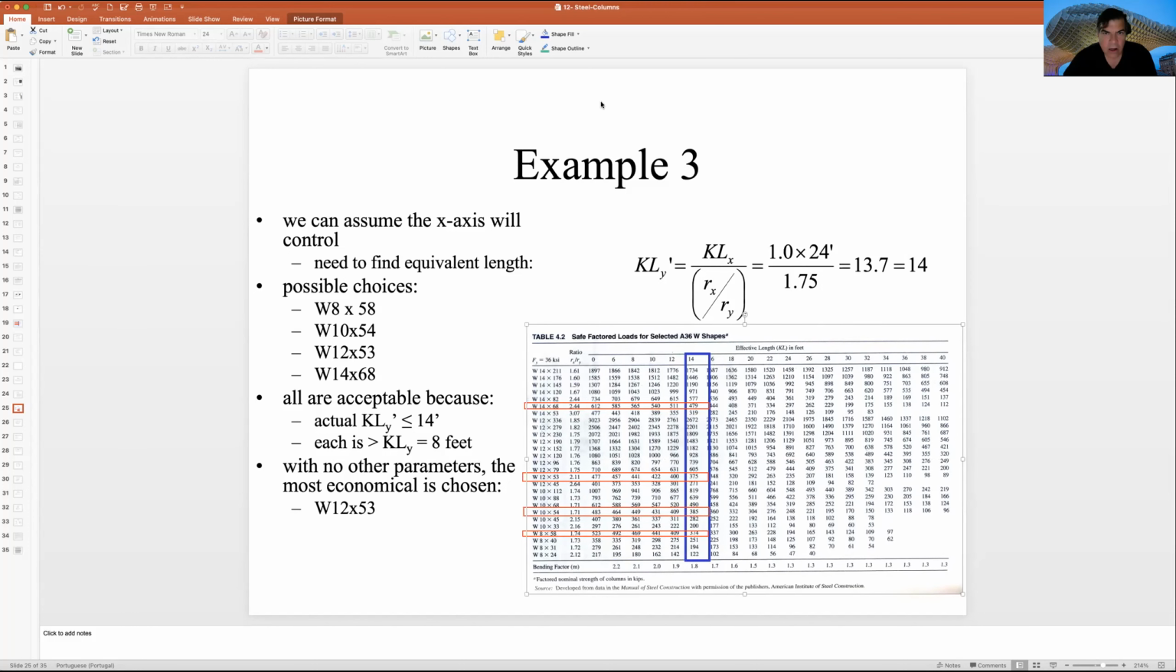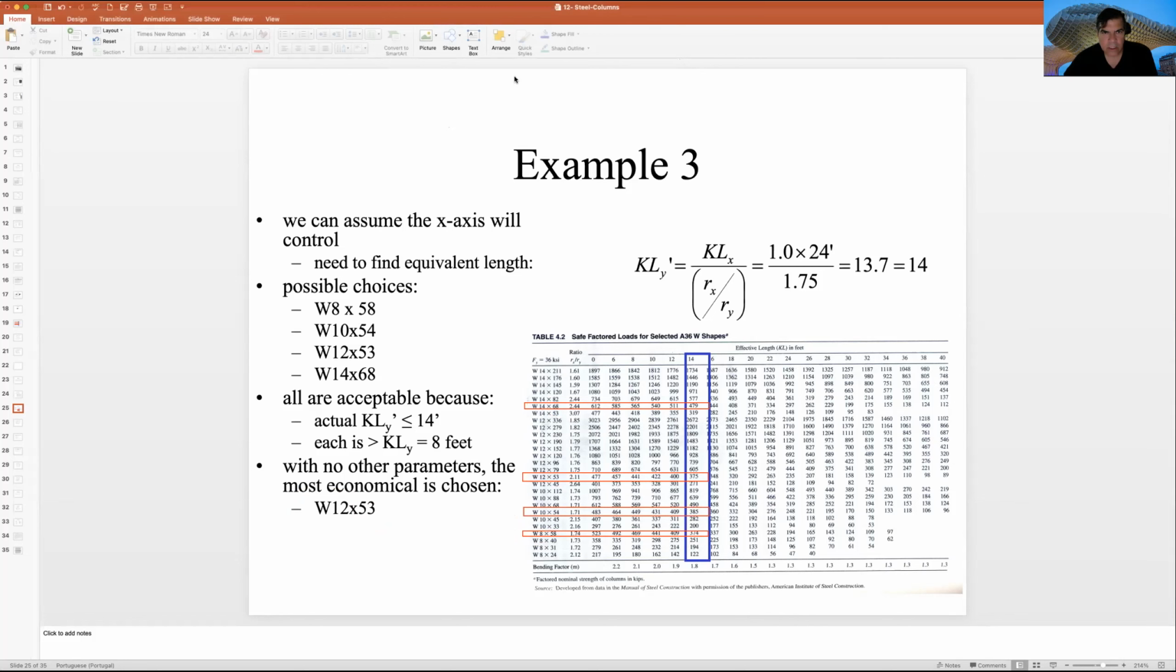Well, some of you will tell, I will choose this one because it's smaller. Yes, it's smaller in dimension, it's 8, but the weight is 58. This is thicker. This one has less weight. 10 by 54 has less weight. 12 by 53 has even less weight. 14 by 68 is too heavy. Well, W 12 by 53 is the one that we need to use because it's the one that has less weight. And remember, the second number is the weight of 1 foot of that material. And that's it.